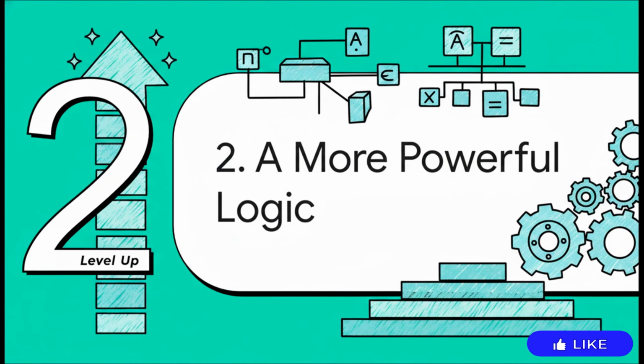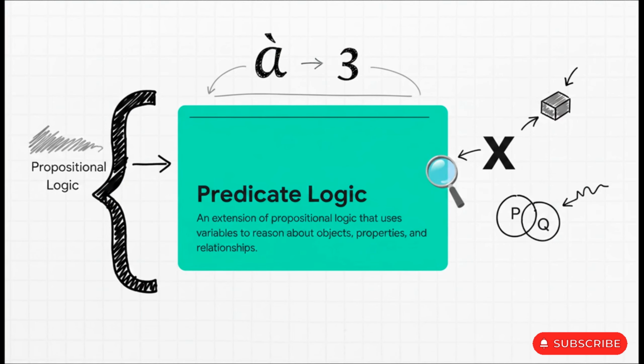So to fix this, we've got to level up. We need a logic system that's way more powerful and a lot more flexible. And that system is called predicate logic. Now, it's important to know, this isn't a replacement. Think of it more like an expansion pack. It takes all the good stuff from propositional logic, but then adds this absolutely crucial new feature, the ability to handle variables and talk about how they relate to each other. It lets us get so much more nuanced.